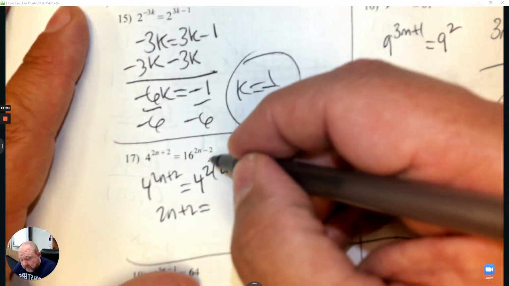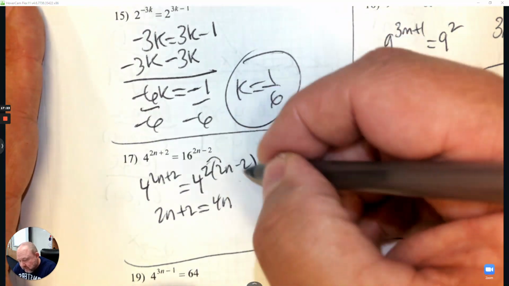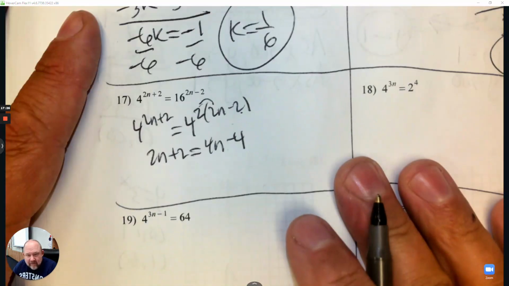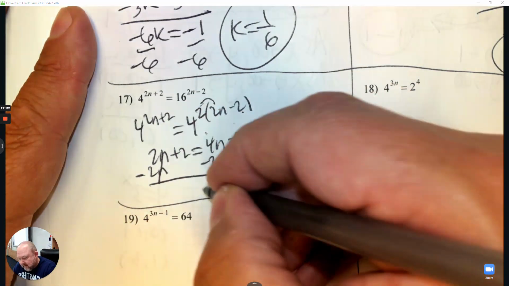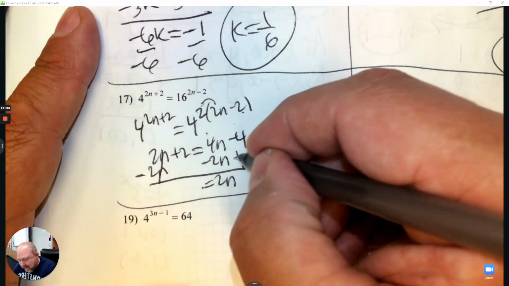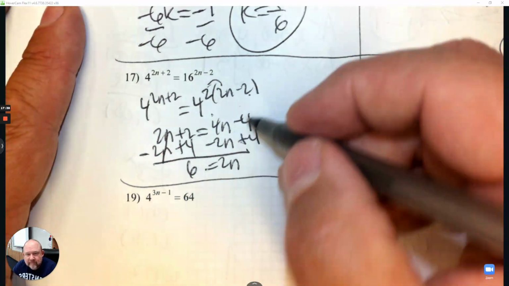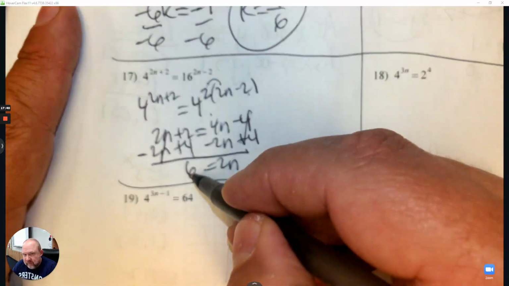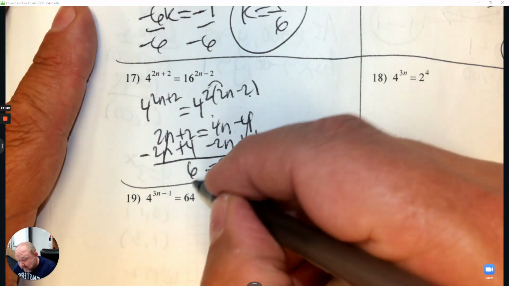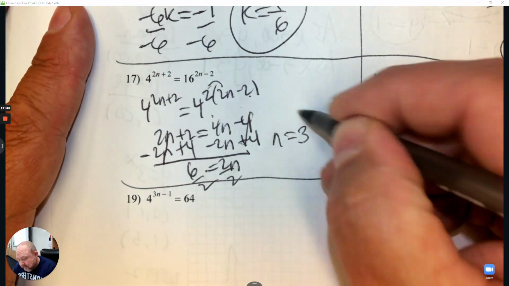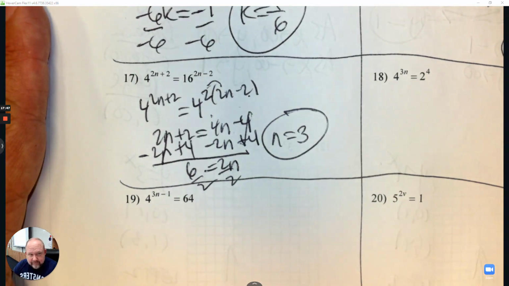We're going to multiply. So 2 times 2 is 4. 2 times 2 is 4. And then this is what we're going to solve. So I'm going to subtract 2n. So 4 take away 2 is 2. I'm going to add 4 to both sides. So 2 plus 4 is 6. And then the last step is to divide by 2. So 6 divided by 2 gives me the answer, which is 3.